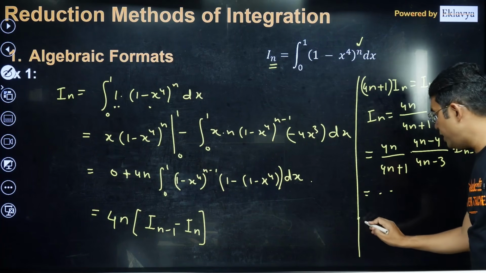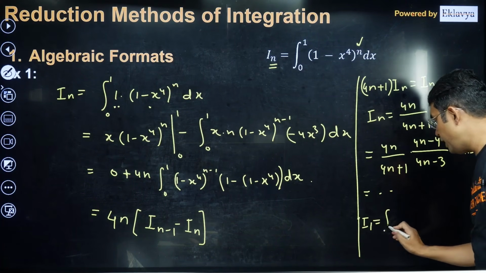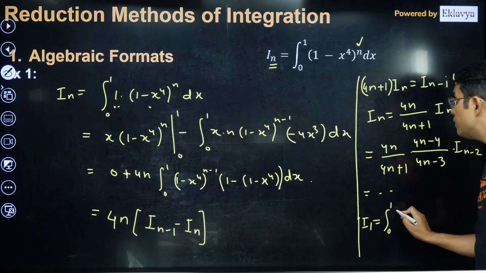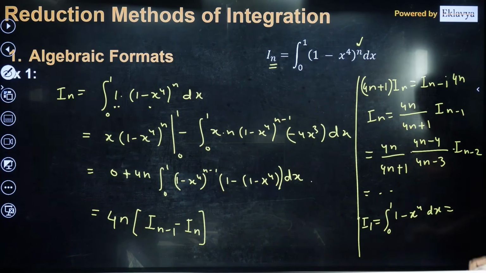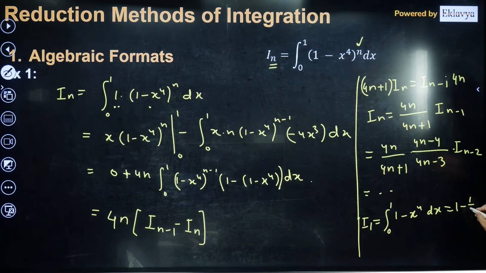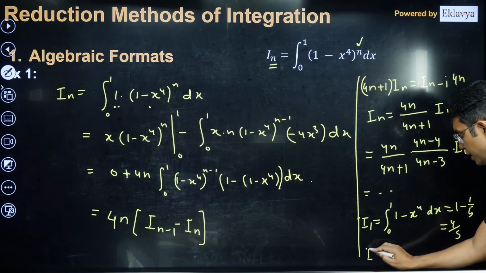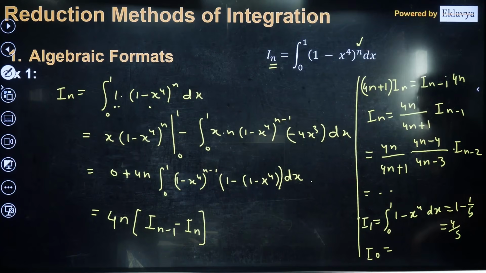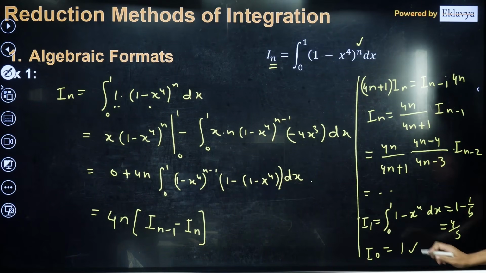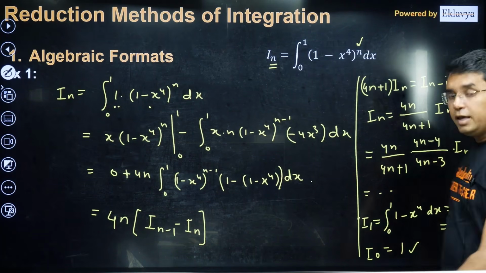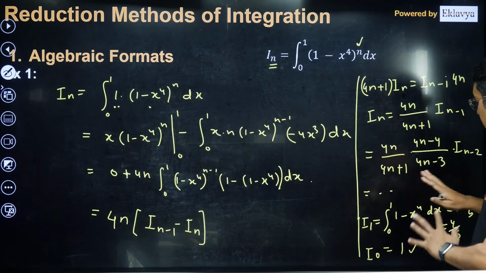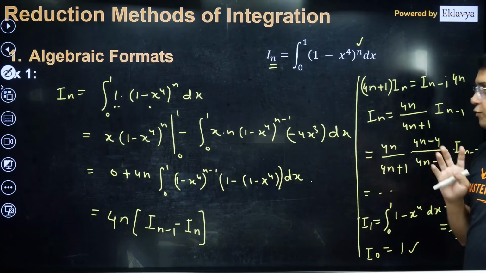In fact, these I₁ and I₀ values are very easy to find. I₁ is just 0 to 1, (1 minus x⁴) dx. So the integral of 1 will be 1, integral of x⁴ will be 1 upon 5. So this becomes 4 upon 5. We could have found I₀ also directly. In this case, it will be just integration of 1, so putting the values will give you 1. So it is up to you whether you want to write in terms of I₁ or I₀, but eventually you will be able to get Iₙ completely for any value of n.